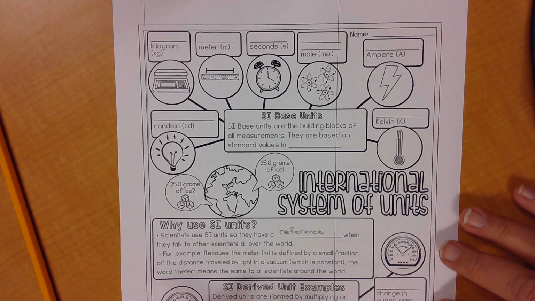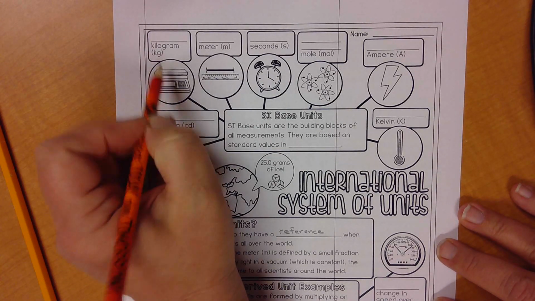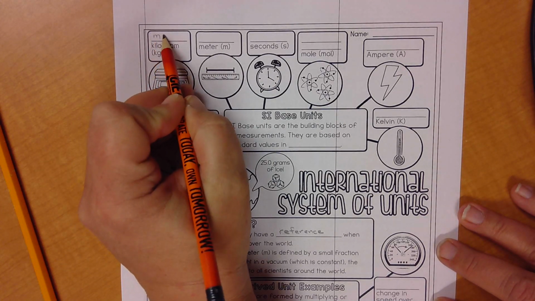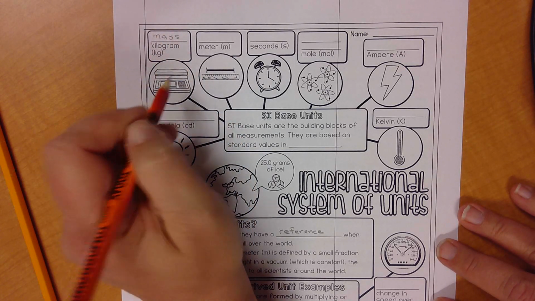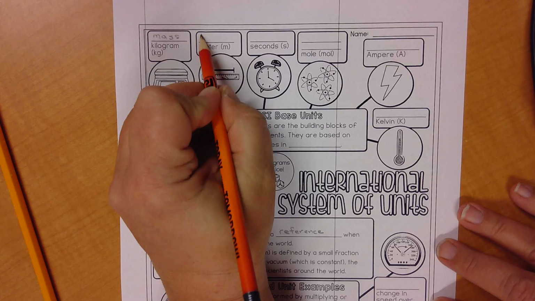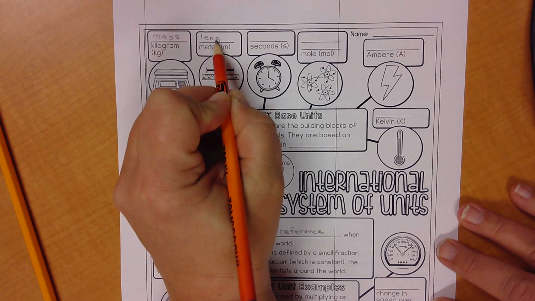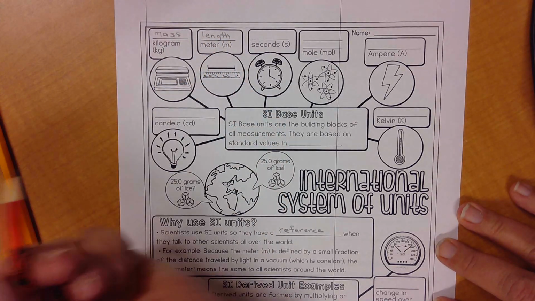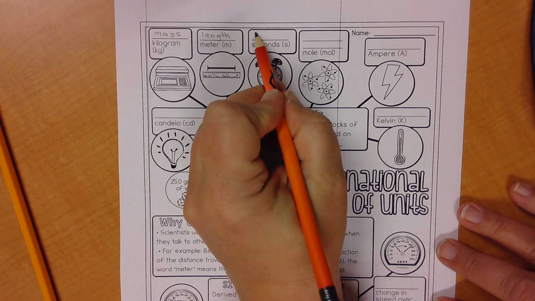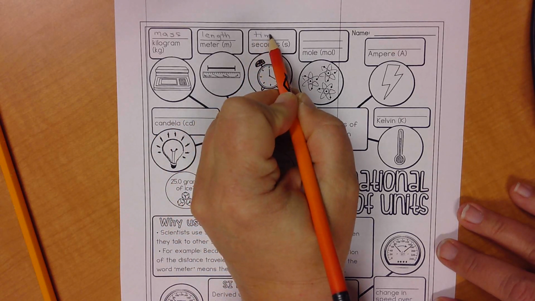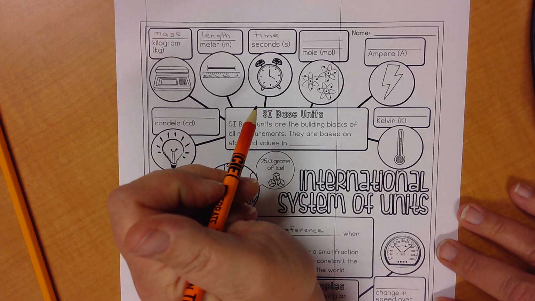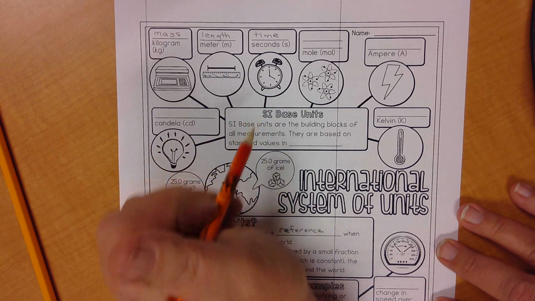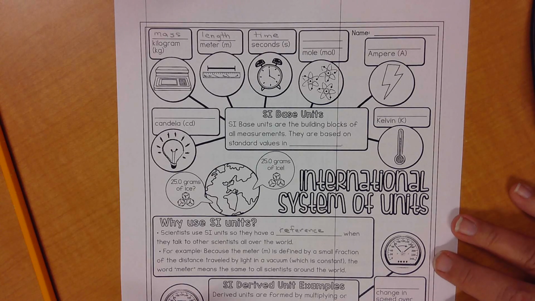So, a couple of things: the kilogram is the unit for mass. It's weight on a scale. The meter is a unit for length. You can see this ruler here. The base unit for time is the second. That's pretty much universal, even not in the metric system or this international system.